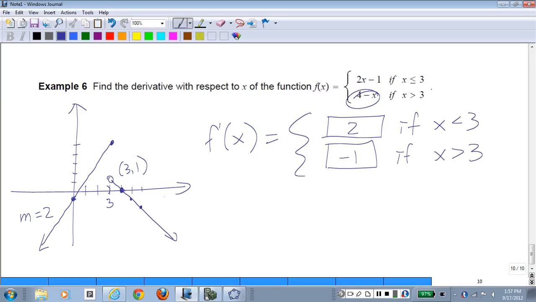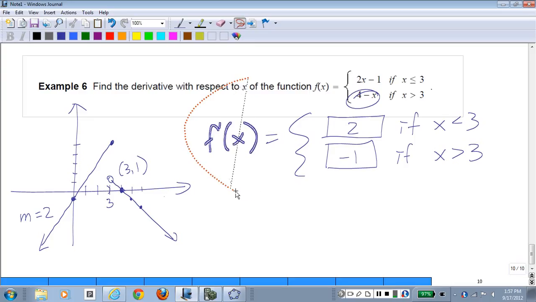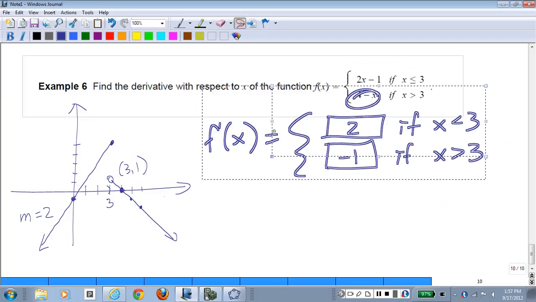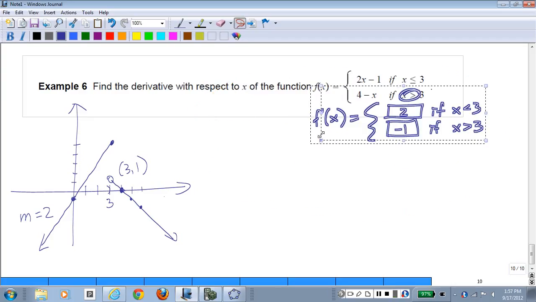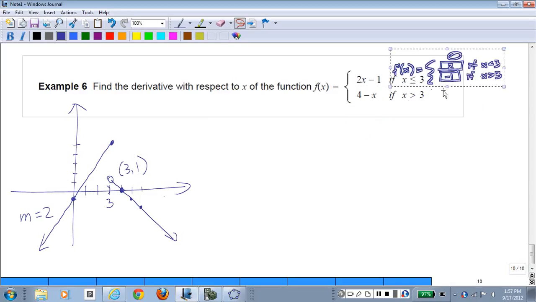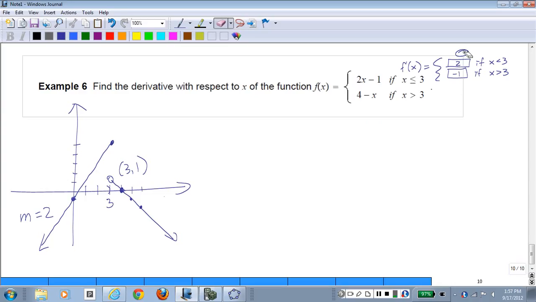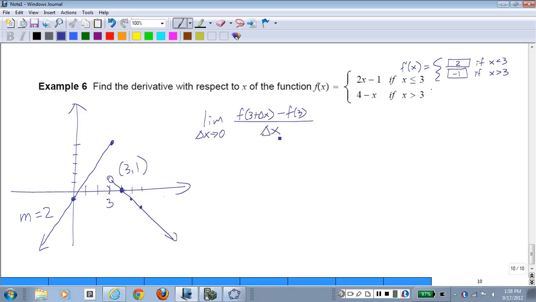Got to figure out what's happening at 3. Now that takes as much work as all the rest combined. Figure out what's going on at 3. So I'm going to take this and put it off in a little corner somewhere. There we go. And let's find the limit as delta x approaches 0 of f of 3 plus delta x minus f of 3, all over delta x.